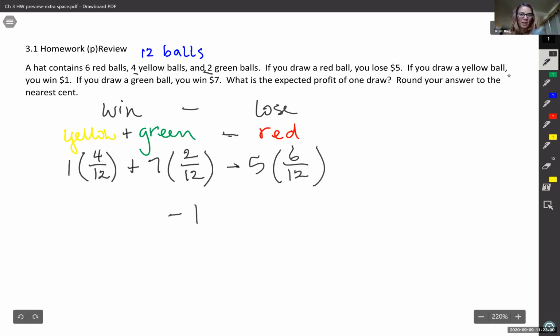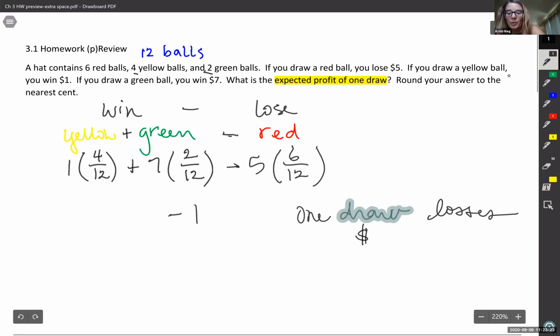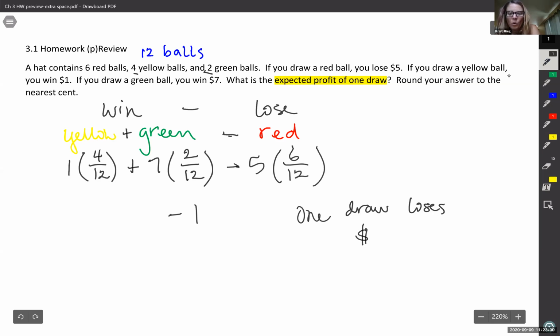And so the question says, what is the expected profit of one draw? And so here, I'm going to say one draw. Oops, that's supposed to be a W. I think I need another bump. One draw loses. Yeah, I spelled loses wrong. You know what? I am just not winning in the writing department. One draw loses $1.